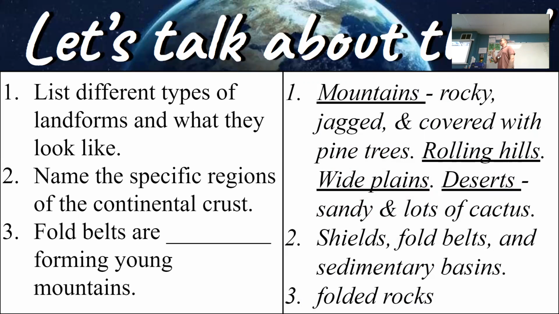Thinking about a rattlesnake, are you going to find a rattlesnake in the mountains or in deserts? Deserts. A bear, are you going to find that in mountains or deserts? Mountains. So all of these different types of animals are going to be located in different regions. And why is that? Why are we going to find certain animals in certain climates rather than a different climate?